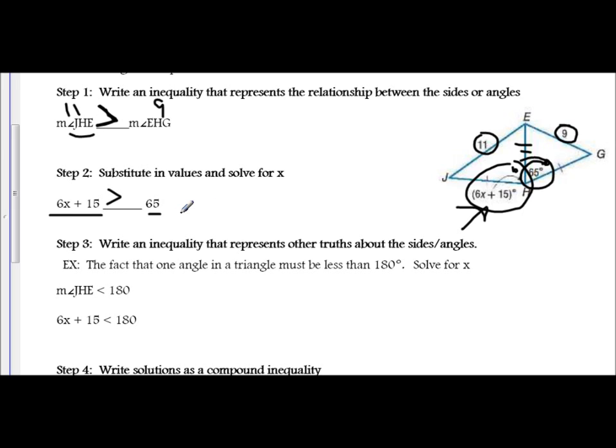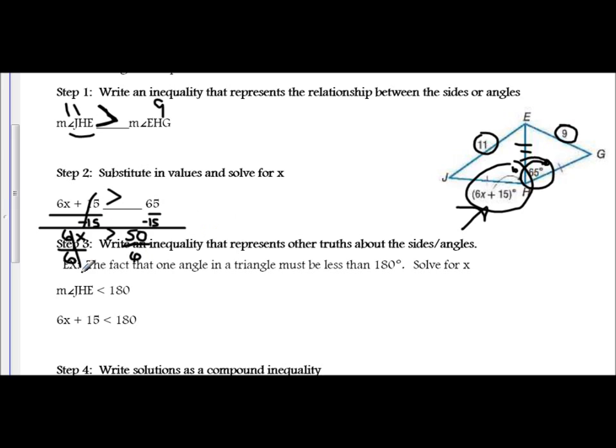All right, well, solving an inequality is just like solving an equation, except you have a greater than sign. Your first step is to subtract 15 from both sides of the inequality. So you're left with 6x is greater than 65 minus 15, which is 50. We're going to divide both sides by 6.